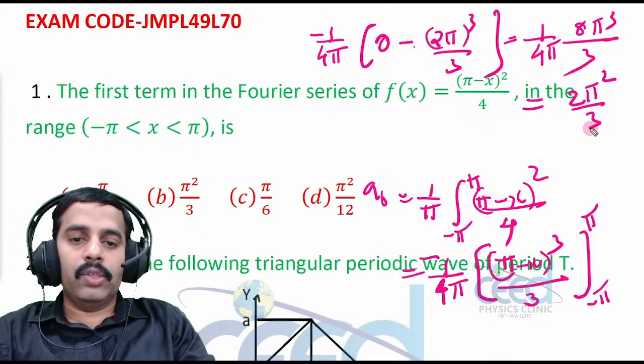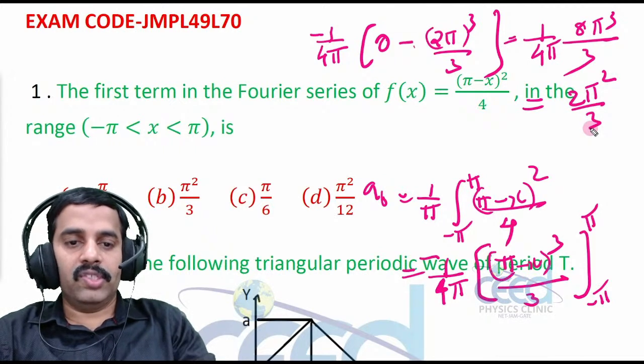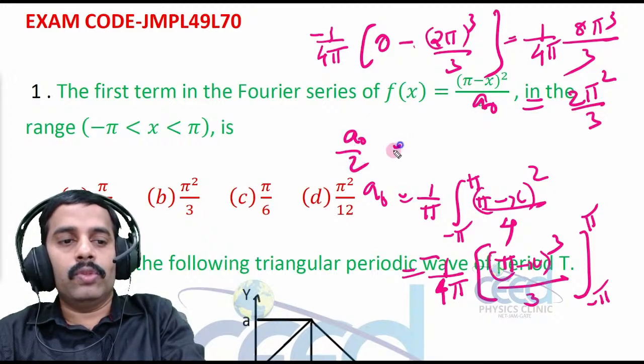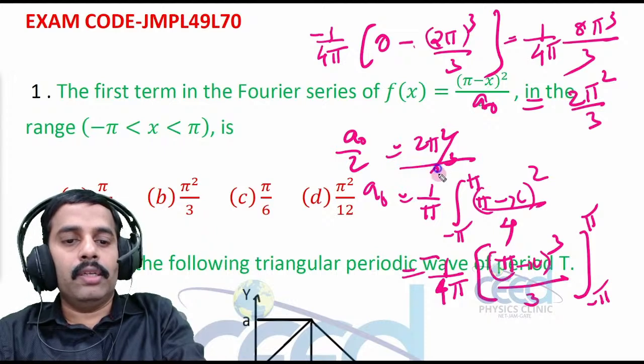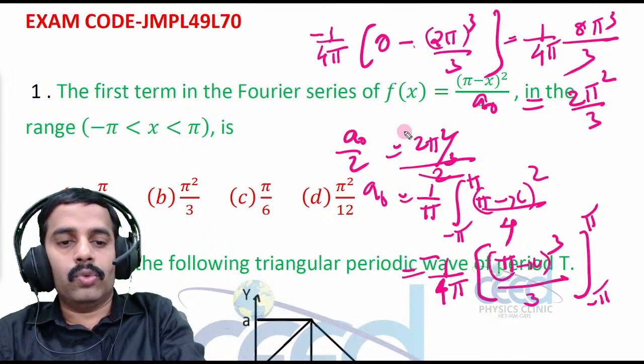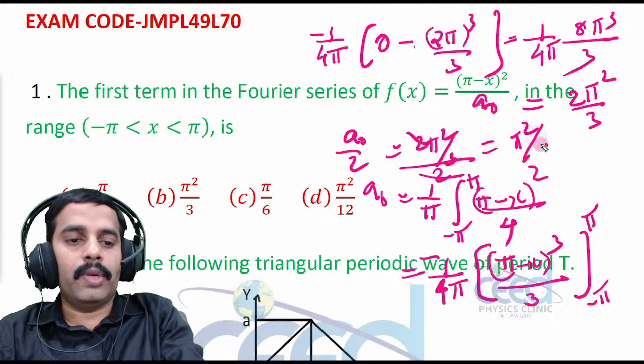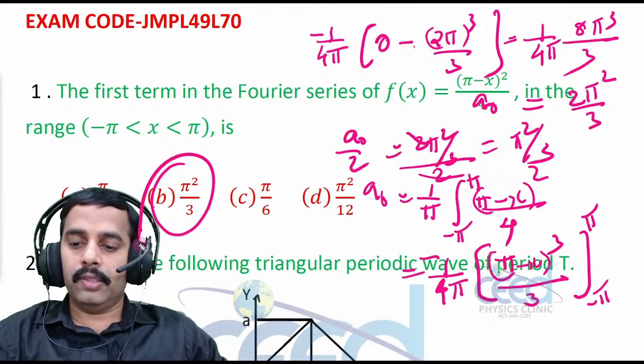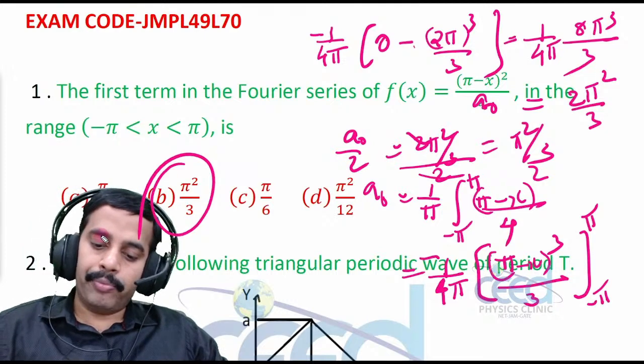So we need to find the first term. This is the a0 value. What is the first term? A0 by 2. So 2 pi square by 3 divided by 2; the 2 and 2 cancel. So pi square by 3 is the answer. Which one is the option? Option B is correct. All right.